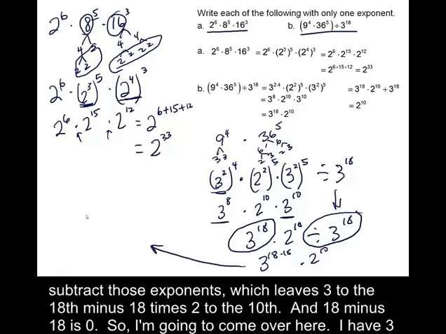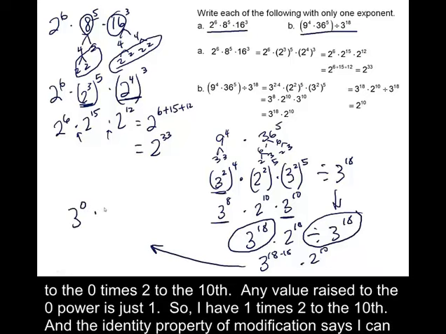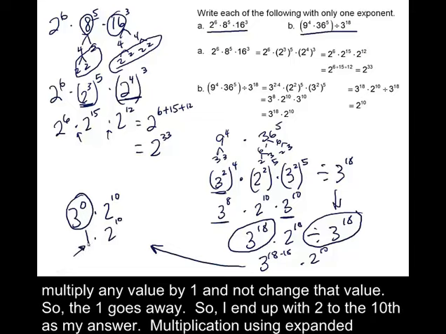So that means I have 3 to the 0 times 2 to the 10th. Any value raised to the 0 power is just 1, so I have 1 times 2 to the 10th. And the identity property of multiplication says I can multiply any value by 1 and not change that value, so the 1 goes away. So I end up with 2 to the 10th as my answer.